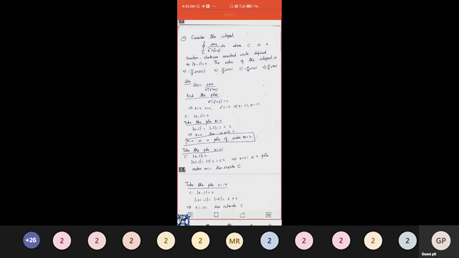Now let us solve the next problem. Consider the integration over C of sin x dx by x square into x square plus 4, where C is a counterclockwise oriented circle defined as modulus of x minus i equals 2. What is the value of the integral? It is a multiple choice question. So given 4 choices. Choice A minus pi by 8 into sine 2i. Choice B pi by 8 into sine 2i. Choice C minus pi by 4 into sine 2i. Choice D pi by 4 into sine 2i.